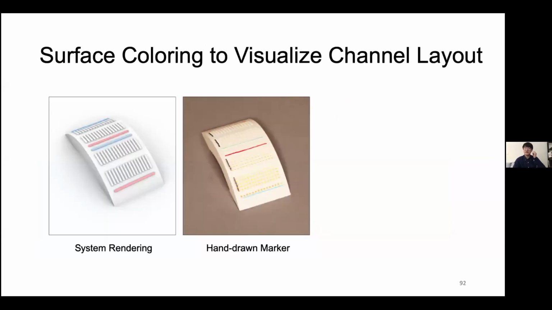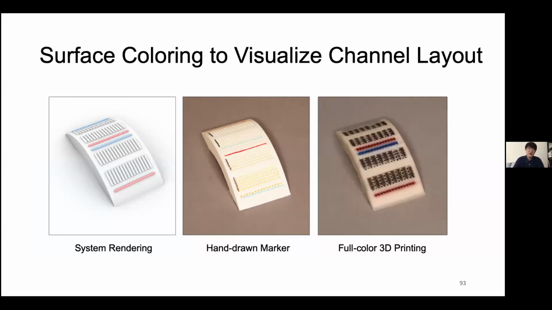After the fabrication of the cardboards, we will apply surface coloring to visualize the channel layout. For most of the cardboards we built, we used hand-drawn markers to directly mark on the cardboards to save time. For more advanced users, you can also use the 4-color 3D printing technique, with printers like the Da Vinci 3D printers, to print out the design with the color on it.